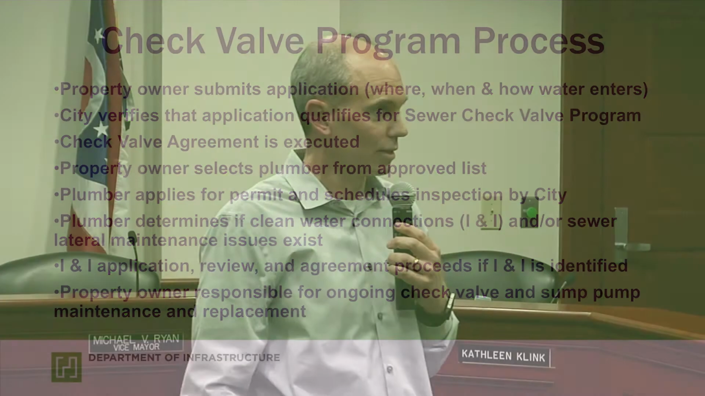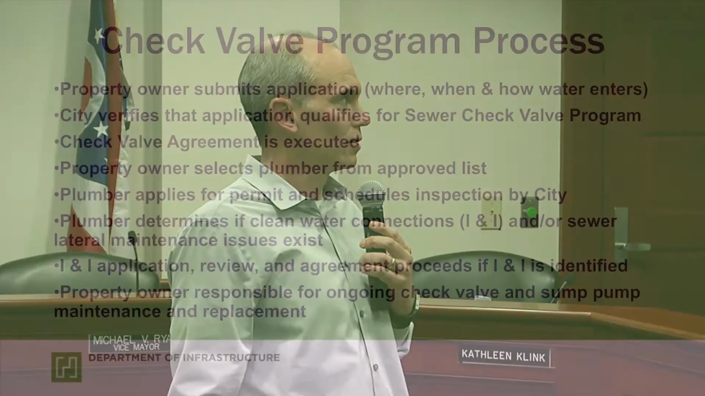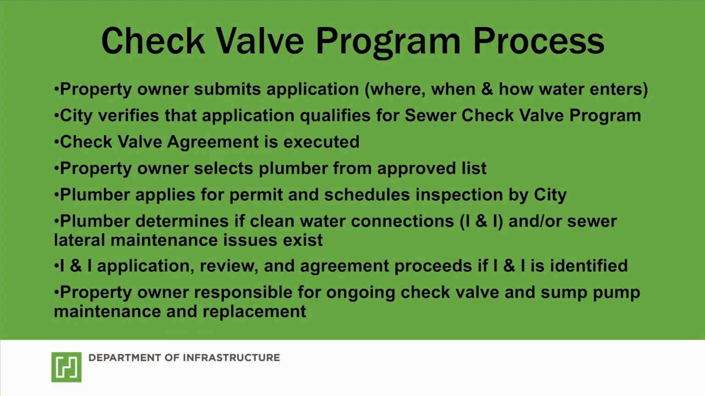Property owner would select a plumber from an approved list. It's a pretty lengthy list, I forget how many pages, like 14 pages or something of approved plumbers, and those are basically licensed plumbers that have a bond here at the city. We would provide that list to you. The plumber gets his own permit, schedules the inspection with the property owner and with the city.